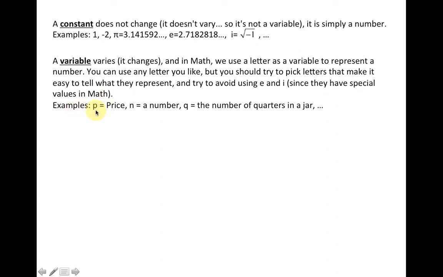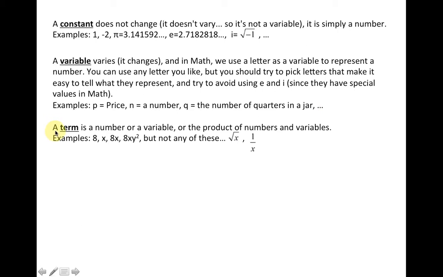Some examples: if you're going to have a letter representing the price of something, probably you should use the letter P. You can use N to represent a number, Q to represent the number of quarters in a jar, and so on. You could probably think of other examples.